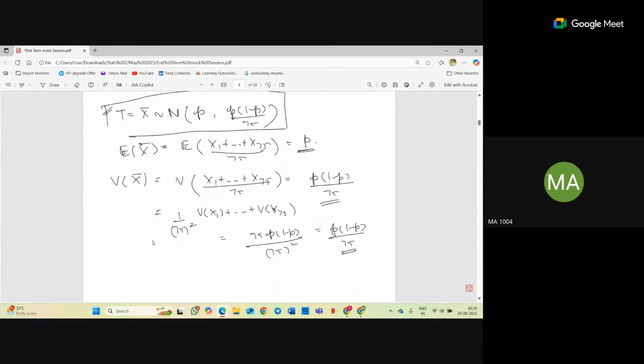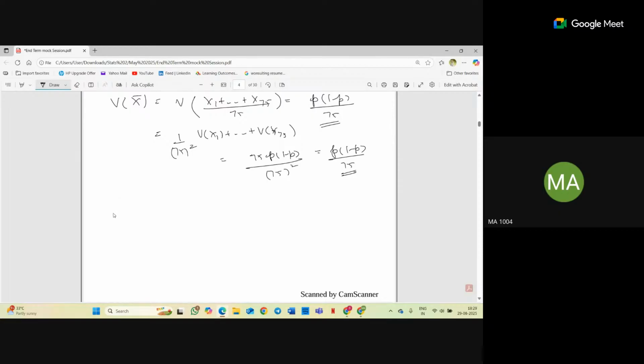Now what is the p value, which is alpha, which is equal to the probability of rejecting H naught given my H naught is true, correct? Now, what is the condition for rejecting H naught? X bar is less than C, given my H naught is true. What is my H naught? 0.15.